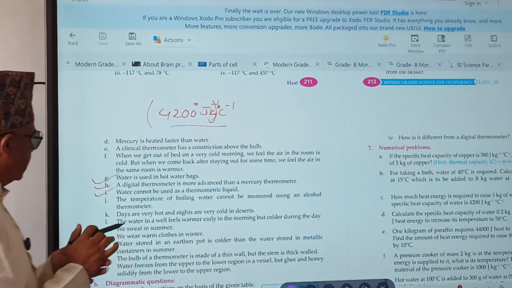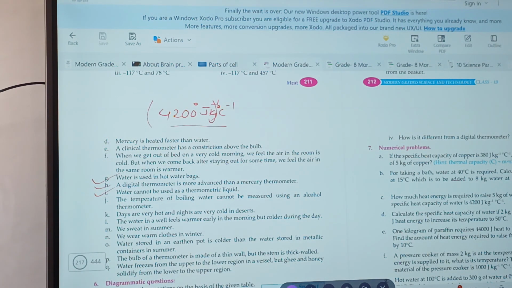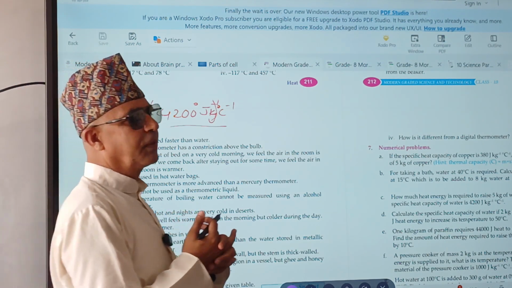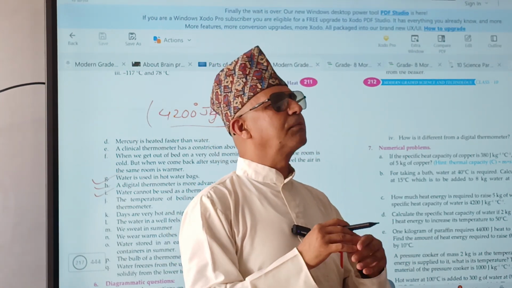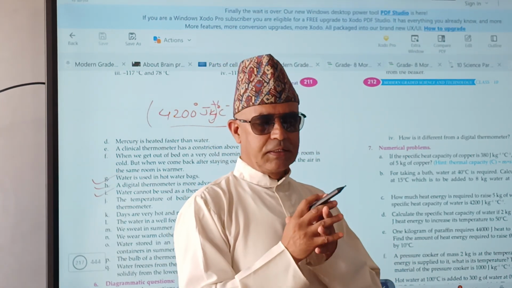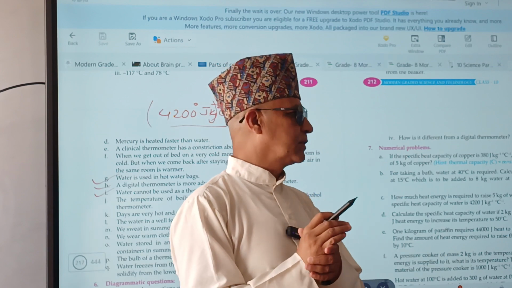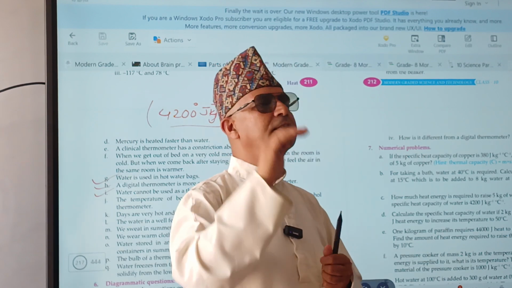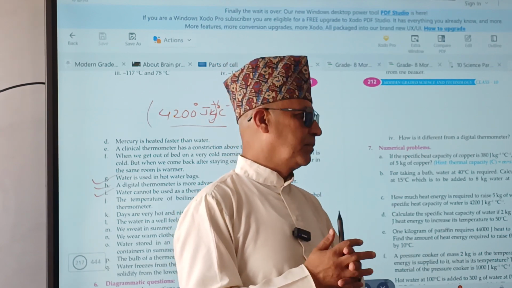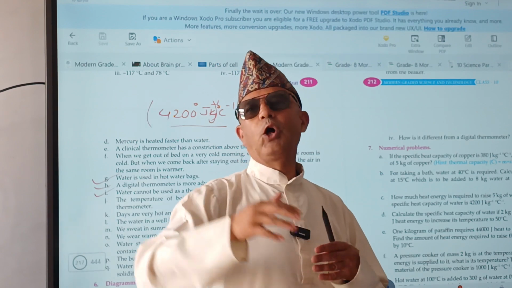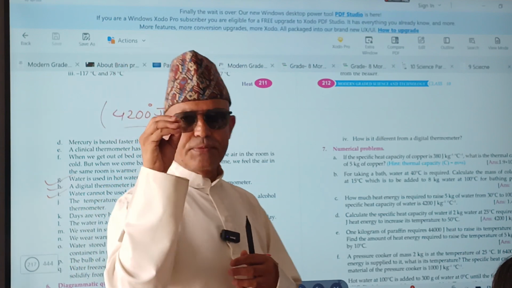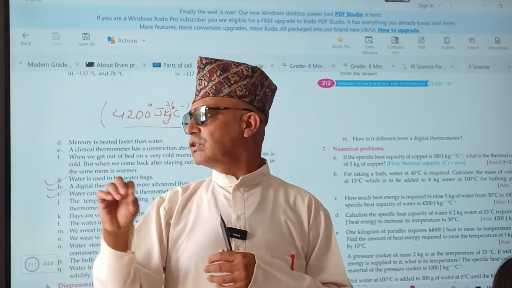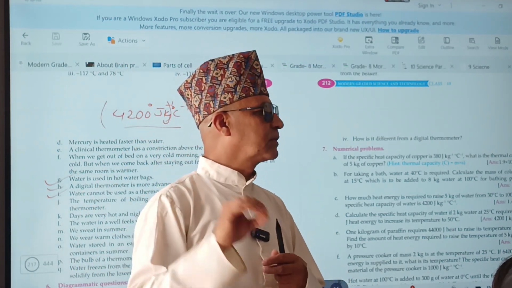Next one. What is the question here? Water cannot be used as a thermometric liquid. Why? Because it has a very large specific heat capacity. It cannot show the change in temperature in a short period of time. It takes a long time to show the difference. That's why it is useless. So it has very high specific heat capacity, and it cannot show the difference in temperature easily.